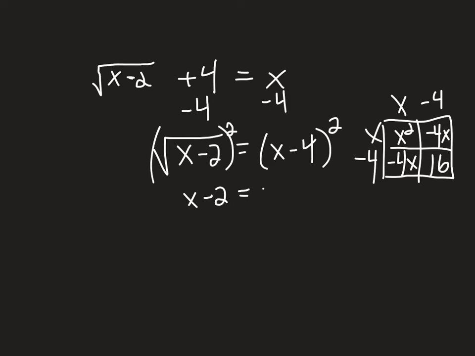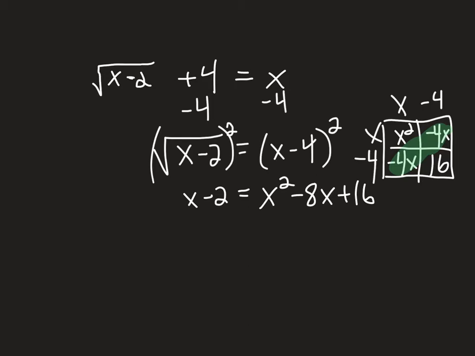So this right-hand side is now x squared, and then I'm going to combine the like terms here. These are like terms, so I'm going to combine those together. They become a negative 8x, and then we have that plus 16. Once you get here, this is what we call a quadratic equation.